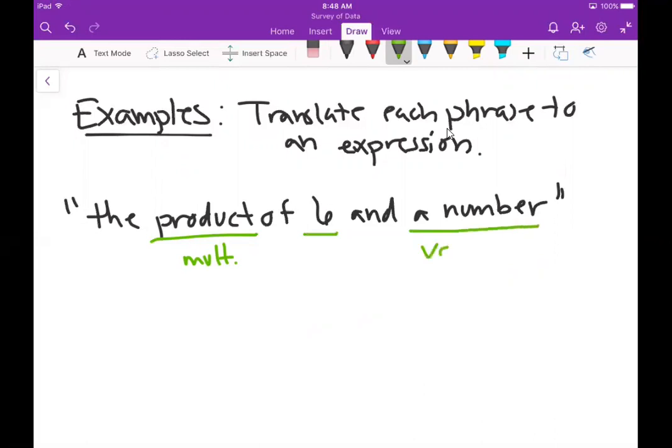This means I need a variable. And it doesn't say what my variable has to be. I can make it any variable I want. So the most common variable we use is x, right? So that's what I'm going to use here. So I need the product of 6 and a number. That means I need to take 6 times a variable. That could look like 6 times x. Or that could be the variable times 6, because we can multiply in either order.